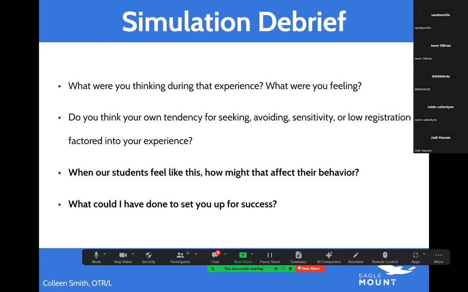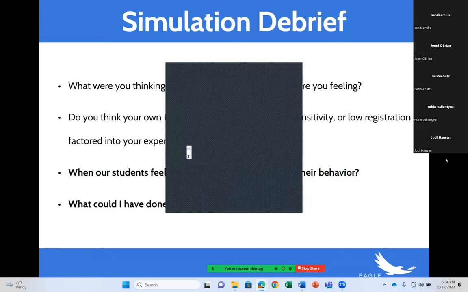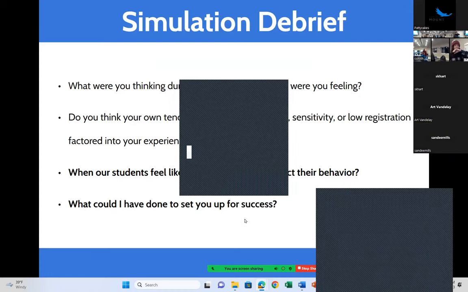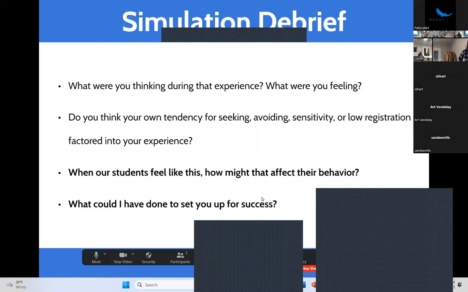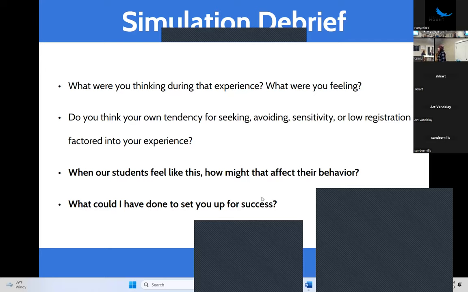Do you think your own tendency for seeking or avoiding factored into that experience? And what could I have done to set you up more for success? What were you thinking and feeling? Do you think your own tendency for seeking, avoiding, factored into the experience?